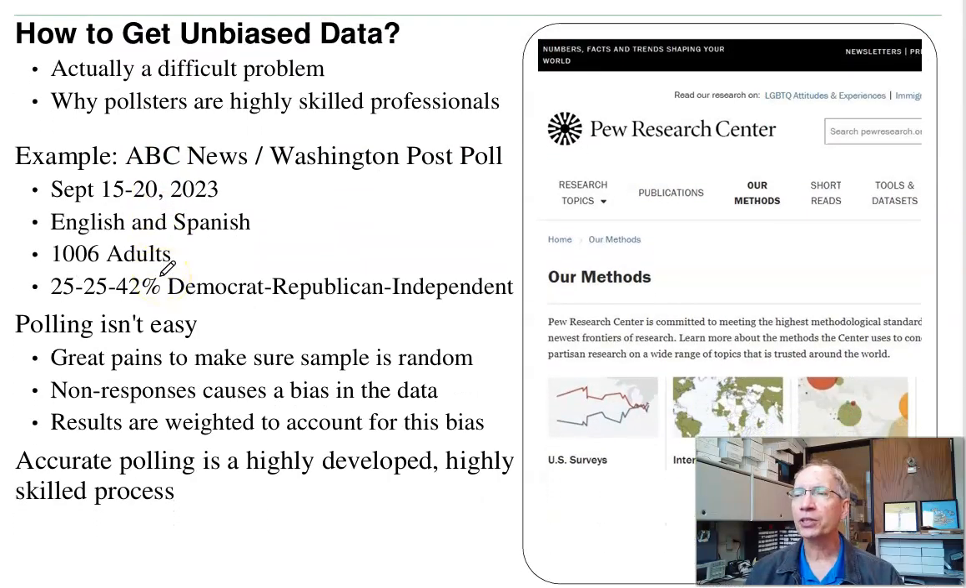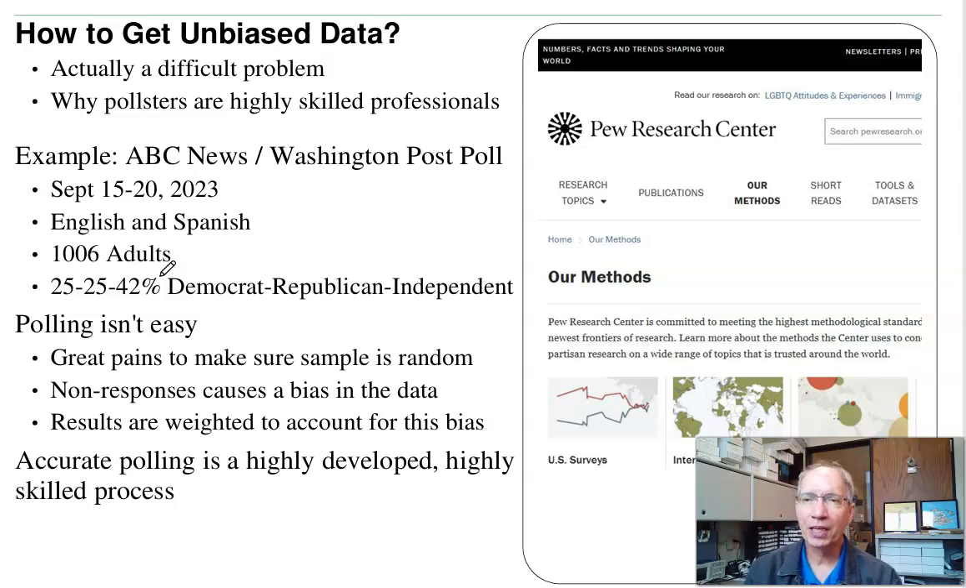So how do you make sure your survey isn't biased? Well, that's actually a really hard problem. There are courses that you can take on that. Probably the options in political science. It's one of the reasons that pollsters are highly skilled professionals.